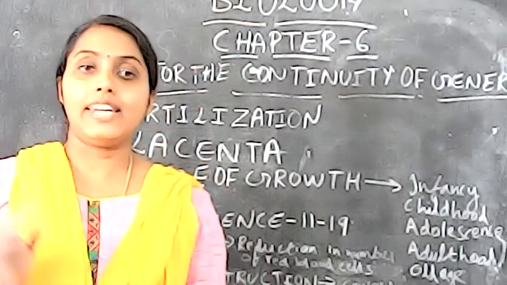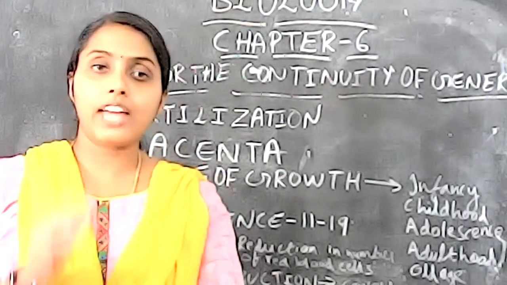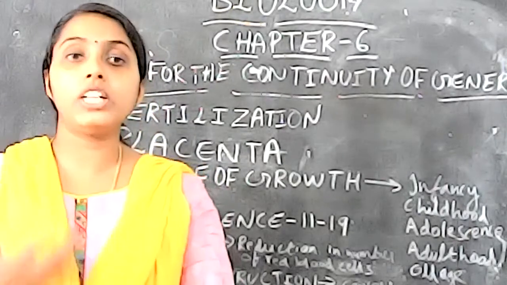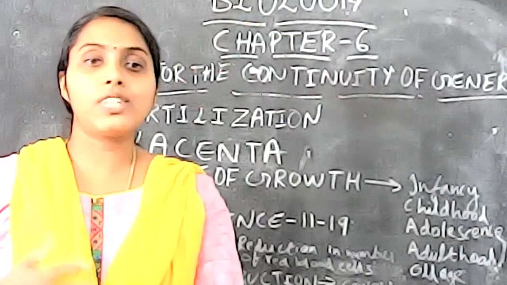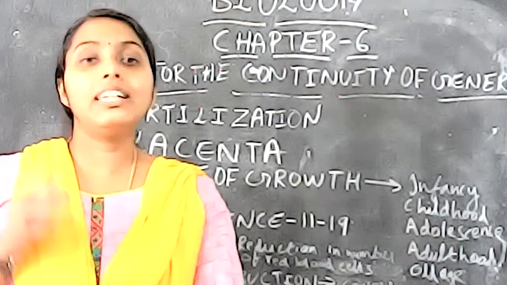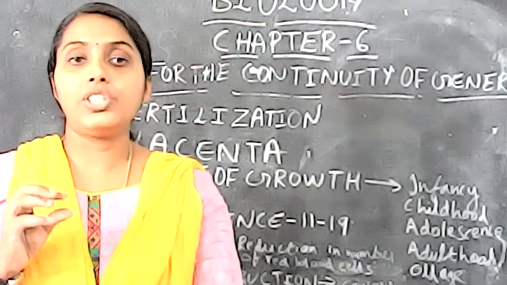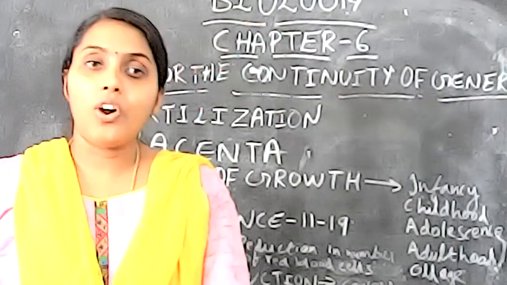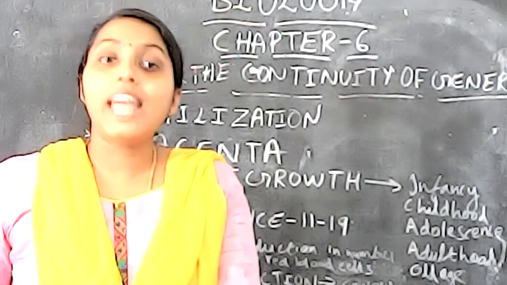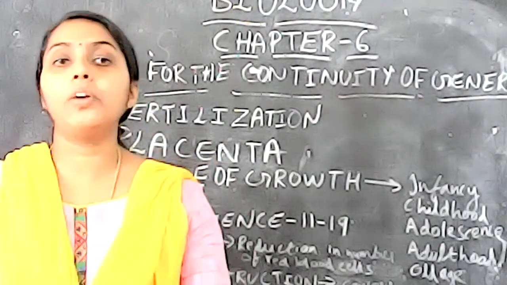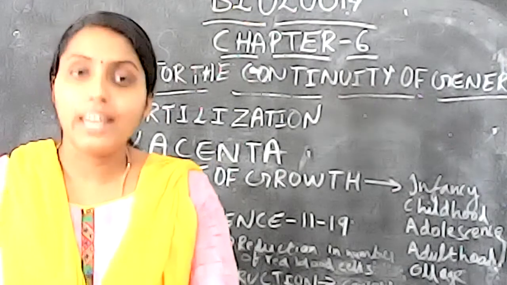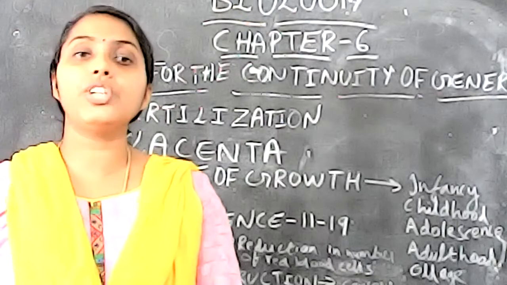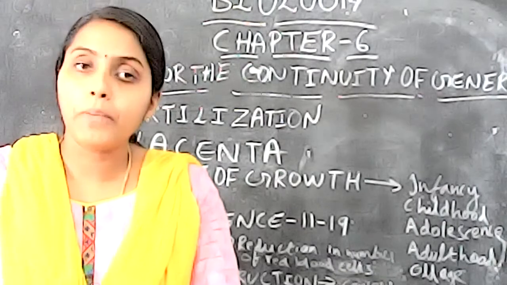After the formation of the zygote, so many changes occur and so many cells will be formed. That embryo will get attached to the inner wall of the uterus, that is the endometrium. You have studied it: endometrium is the inner wall of the uterus. This fusion or fertilization takes place in the fallopian tube.